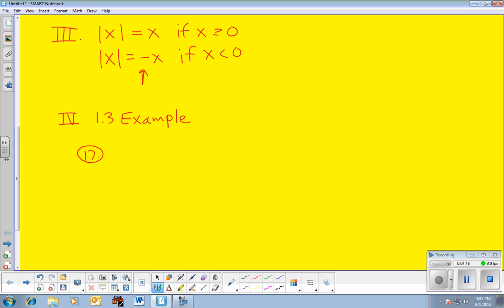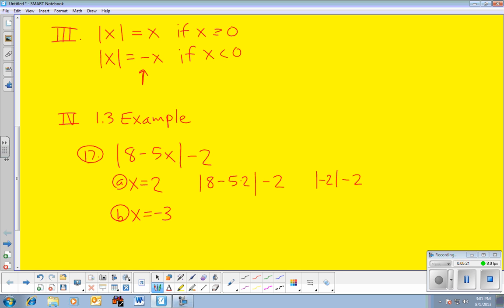This is 17 from this section. The absolute value of 8 minus 5x minus 2. And our instructions are to let x be 2 and let x be negative 3. Okay, so this is just subbing in. Again, this is an expression, it's not an equation. You sub in 2, you get the absolute value of 8 minus 5 times 2, and this will bring in our order of operations. So we've got 8 minus the multiplication first, that's 10, that's absolute value of negative 2, minus 2, that's 2.